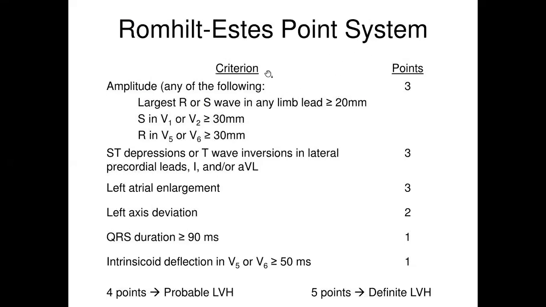The second criteria is the Romhilt-Estes point system. It includes various criteria and gives points to each of them. The first one is amplitude. In any of the limb leads, the largest R or S wave, if it is more than 20 millimeters.